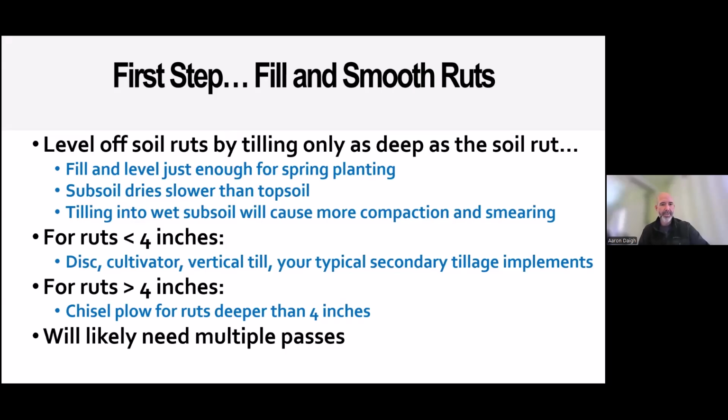Just note that subsoils, when they get compacted, they stay wet longer, and so one way to worsen compaction is to smear, creating smeared planes in the compaction. So for ruts that are less than 4 inches, you might use your secondary tillage implements, whether that's a disc cultivator, vertical till, something like that. If they're deeper than 4 inches, then you might get out the chisel plow and start filling them in, but aim for a little bit shallower than what the actual rut is and use multiple passes just to fill it in and smooth it out for that next planting, to get the next set of roots into that crop as best you can.